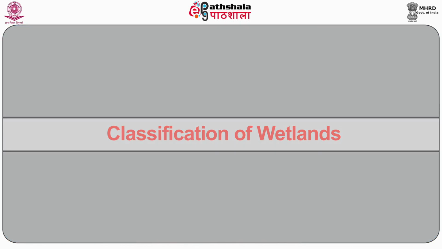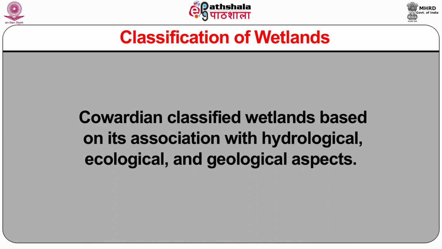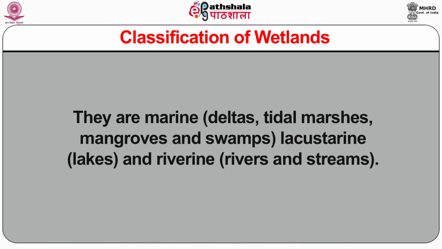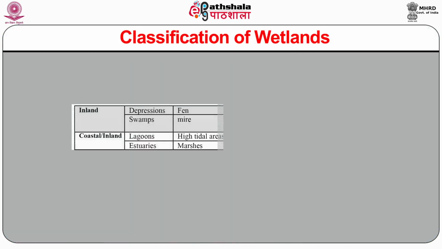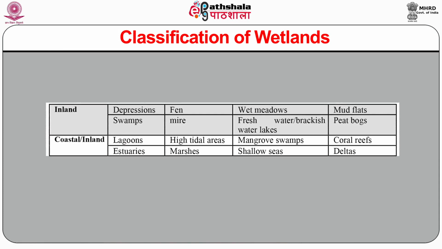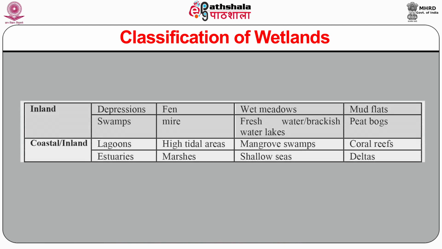Classification of wetlands. Cowardin classified wetlands based on their association with hydrological, ecological, and geological aspects. They are marine, deltas, tidal marshes, mangroves, and swamps, lacustrine and riverine. Wetlands vary according to the genesis. The Ramsar Convention held in Iran classified wetlands into 42 categories. For the current study, we can broadly classify them in the following manner.